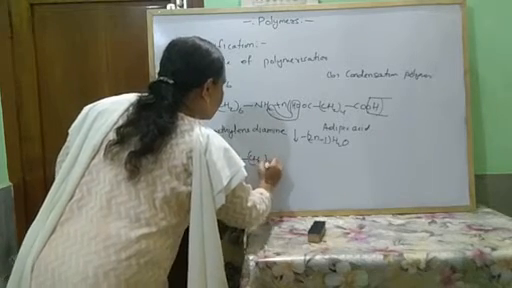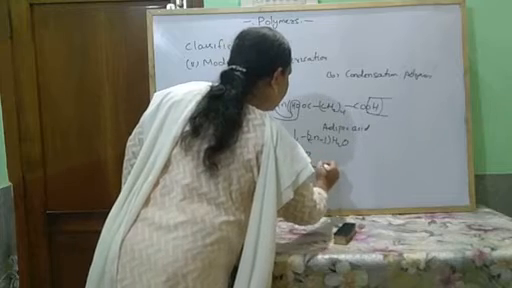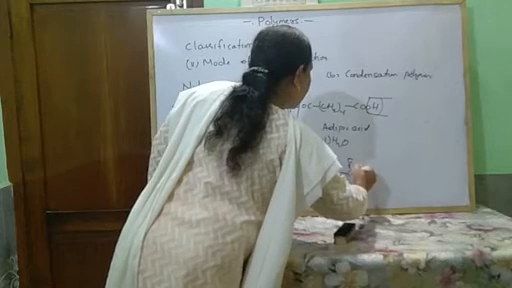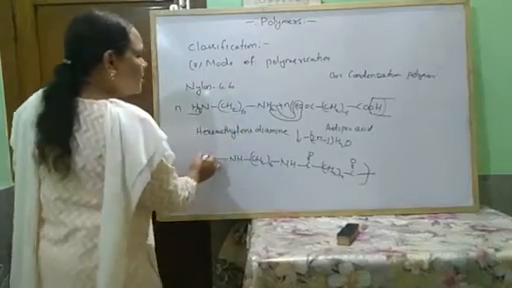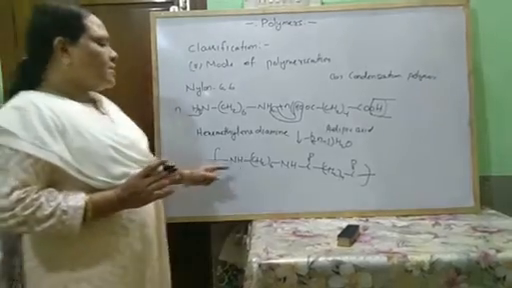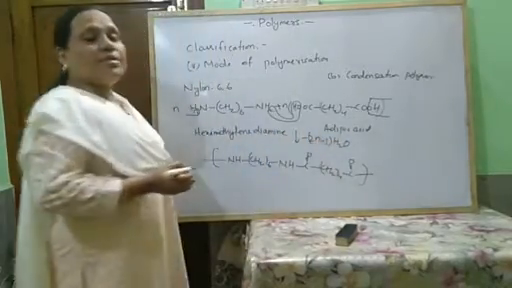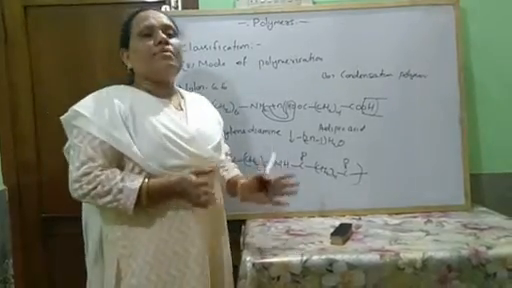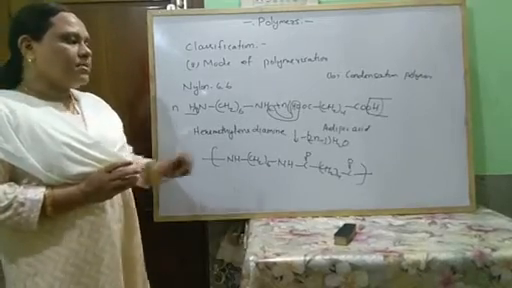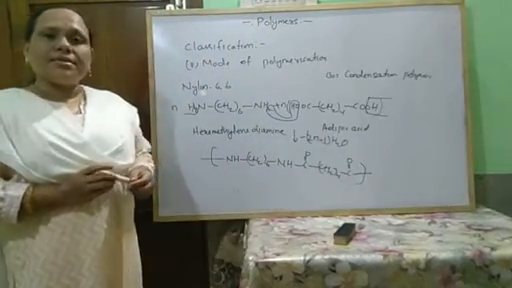It forms NH (CH2)6 NH CO (CH2)4 CO, and again this unit contains NH. So this is the repeating unit and this process continues. This is known as nylon 66, and small molecules are formed. The polymers formed by combination of simple molecules having bifunctional groups by elimination of small molecules like water, alcohol, ammonia, etc. are known as condensation polymers.